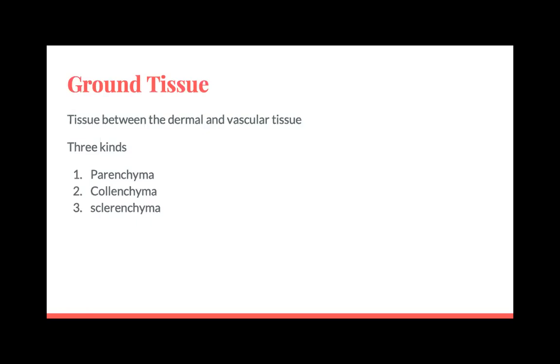Like think about like celery, right? Celery is like really crunchy, right? That tissue has different characteristics than say like a tomato, right? So there can be differences in the ground tissue, but generally speaking, it's whatever is not vascular or dermal, okay?